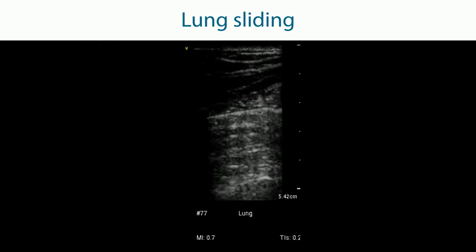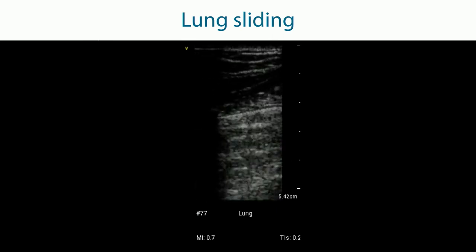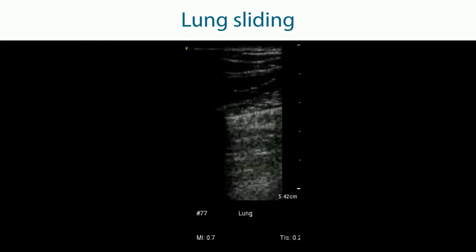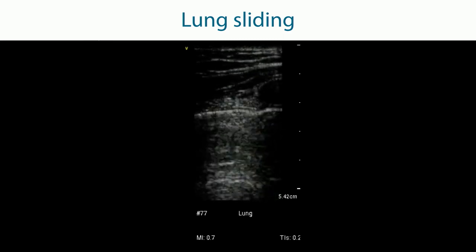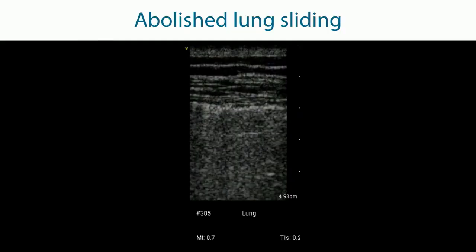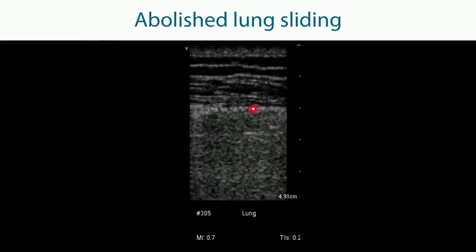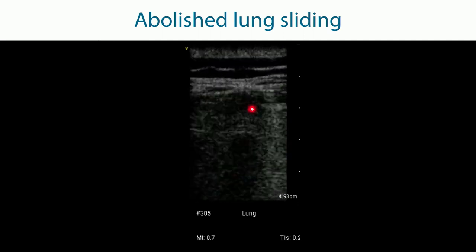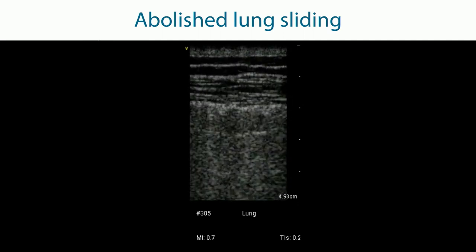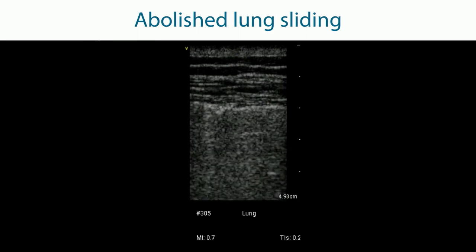If you see lung sliding like this at the most anterior part of the chest, you basically can rule out a pneumothorax. But can we rule it in? In this case, this was a pneumothorax, but you cannot rule it in just because there's abolished lung sliding. You just can rule out if you have lung sliding.